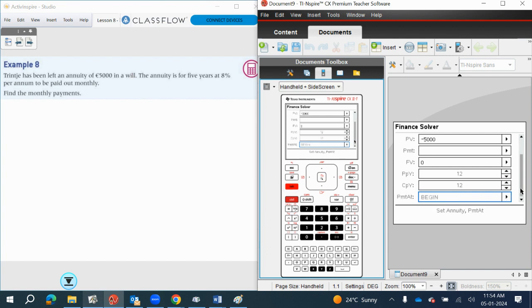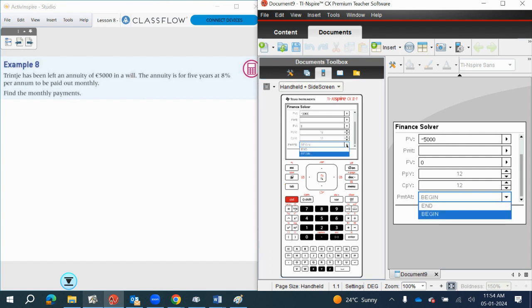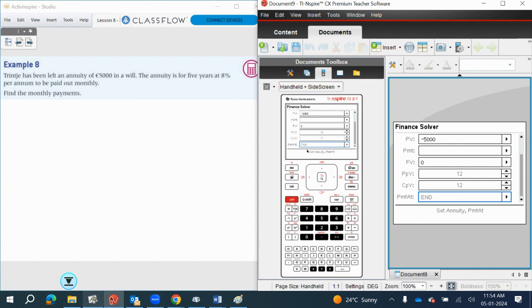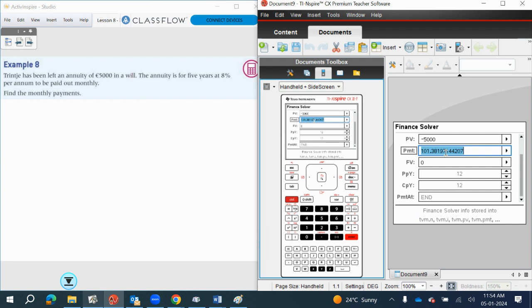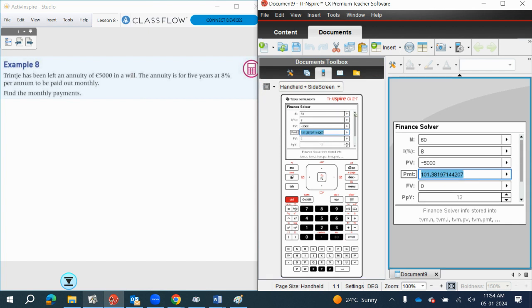When do the payments come? We're not told. Does it say? No. It doesn't specifically, but he's going to get a monthly payment at the end of every month. That makes more sense. Then the last payment comes at the end of year 5, when the account is empty. So he is going to get 101.38.